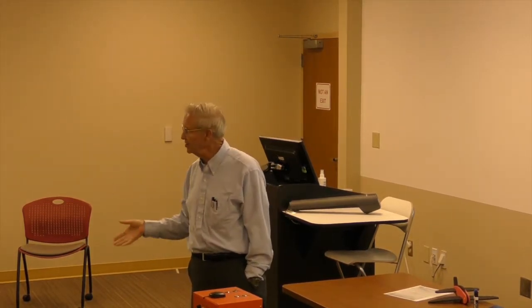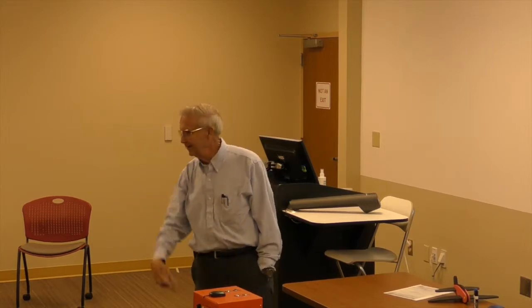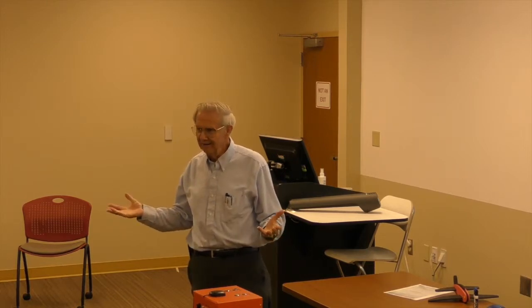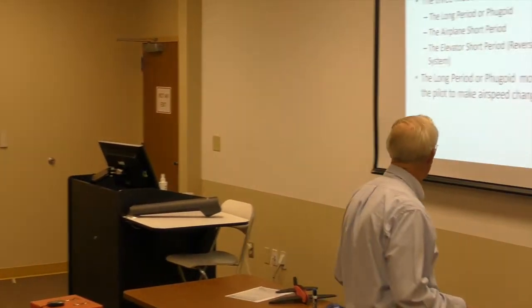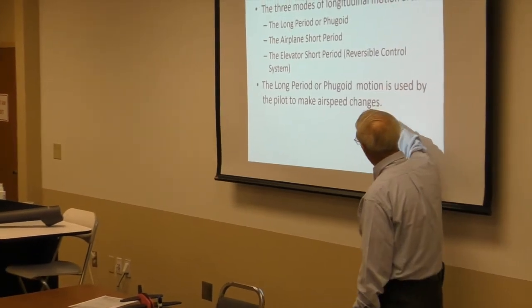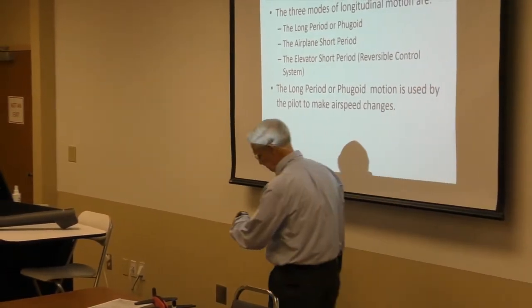The FAA, in the regulations, worries about the short period. They have no requirements whatsoever for the long period. That's how the Cessna 310 got approved with the very bad long period that it has, okay? There's no requirement in the FAR. You can go look in Part 23. You won't find anything talking about the long period. Short period, on the other hand, is there. Okay. The long period phugoids are used by the pilot to make airspeed changes.